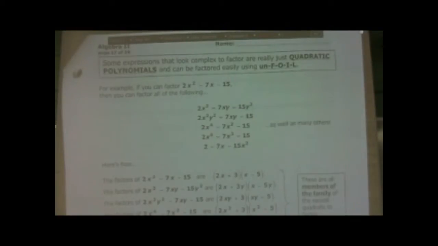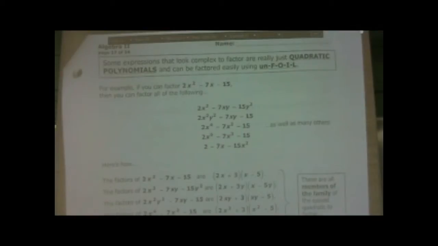So what we're going to cover today is talking about factoring quadratic trinomials, except that these quadratic trinomials don't look like quadratic trinomials, but really they are. So that's what we're going to be working on today.